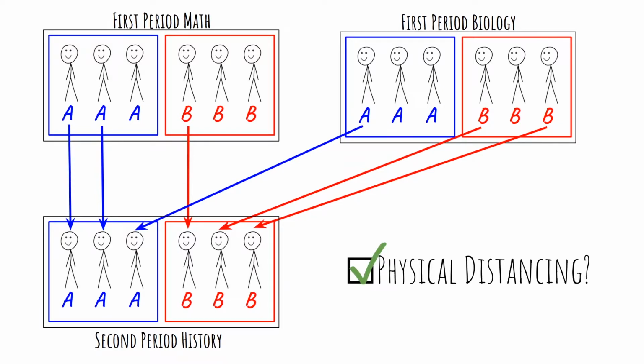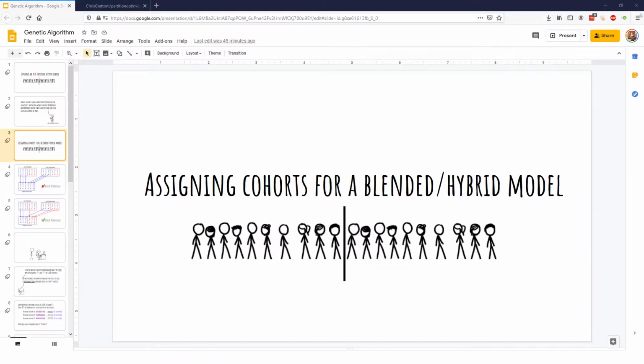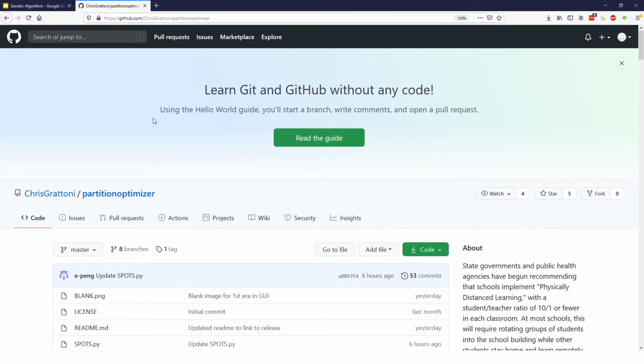In this video, I'm going to demo a program that uses a genetic algorithm to examine thousands or even millions of potential schedules as it works its way towards an optimal solution. Now you can install this program by going to GitHub. Let me open up my GitHub repository right here. I'll put a link to this repository in the description below.